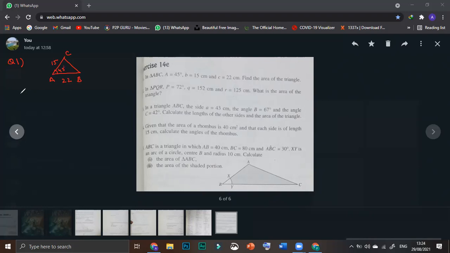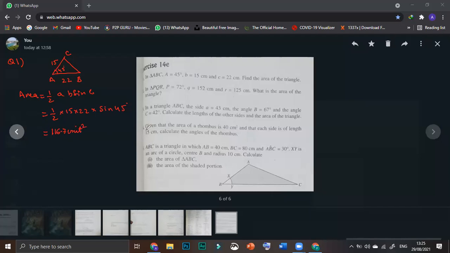We will apply the formula. Area is equal to half AB sine C. We will put the two adjacent sides, 15 and 22, at the place of AB, and the included angle at the place of C. We will simplify this expression with the help of calculator to get the final answer. The final answer is 116.7.